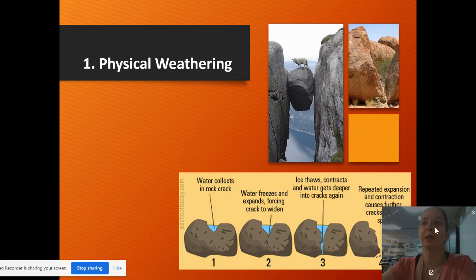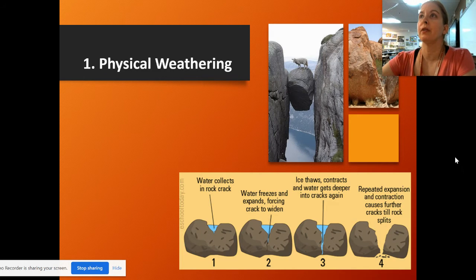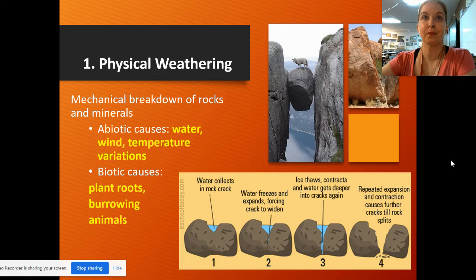So how do we make soil? The first way you can make soil is through physical weathering. Physical weathering is just the mechanical breakdown of rocks and minerals. You have abiotic causes, your non-living things like water, wind, temperature, and then you have biotic causes such as plant roots and burrowing animals, anything that will break down rocks. So this is a physical something that is breaking down the rock.